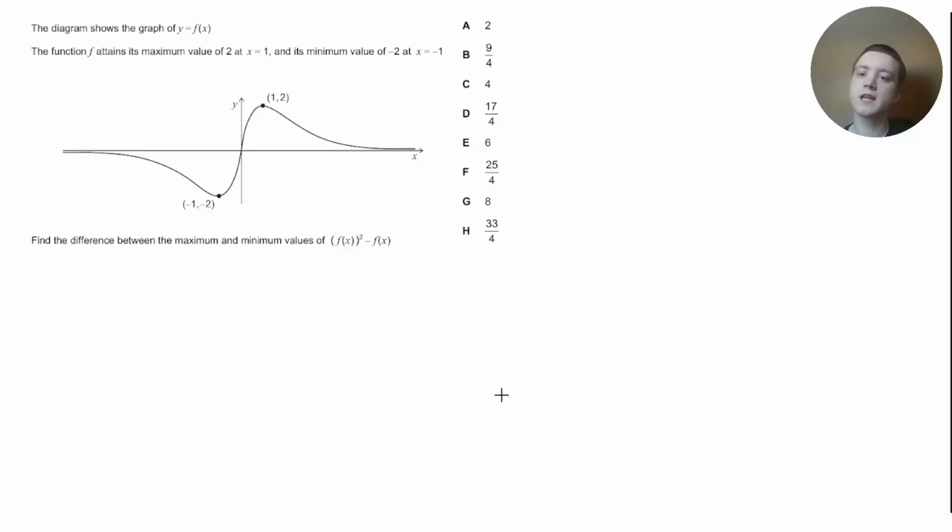So the setup is we're given this graph of function f of x, and we're told its maximum and minimum values. The maximum is at a coordinate of (1, 2), and the minimum is at a coordinate of (-1, -2). And we're now asked to find the difference between the maximum and minimum values of f of x squared minus f of x. We can look at the potential solutions that they give us.